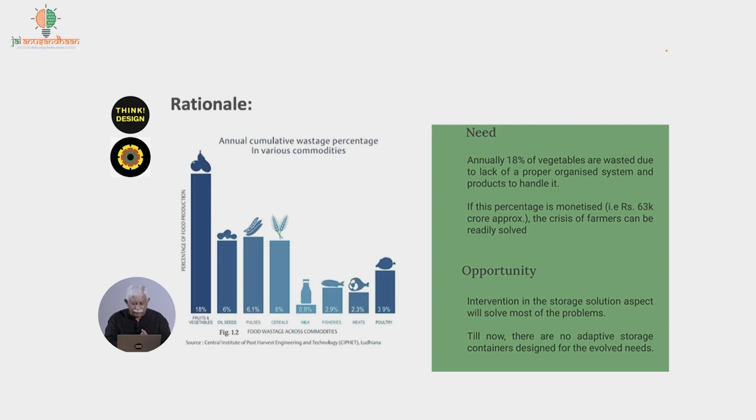Okay. So, if you look at it, the figures are very high. It's almost 63,000 crores that is the loss here. Okay. So, it's a great opportunity to do something in this field. Okay. So, intervention is required. Okay. And so, is there an adaptive storage method that can actually mitigate some of these issues? Okay. So, that is the bigger broader picture here.